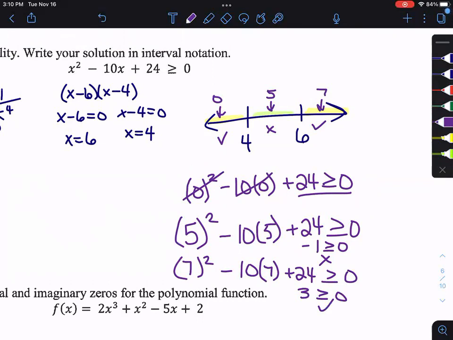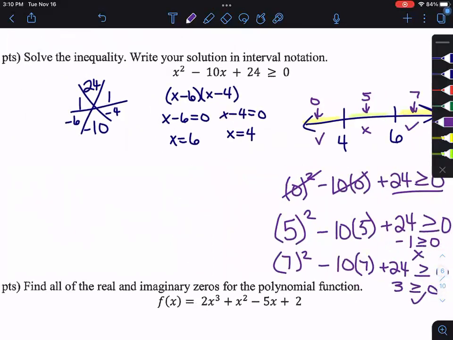So now I have these 2 regions that are in yellow that are part of my answers, and I need to write that in interval notation. So for the region on the left, the arrow goes to negative infinity, and it stops when it gets to 4. Ask yourself, is 4 included? 4 is included because of this symbol right here.